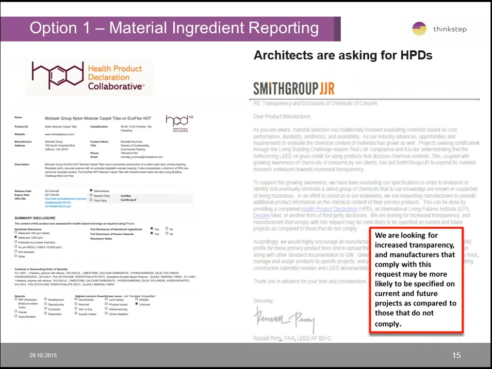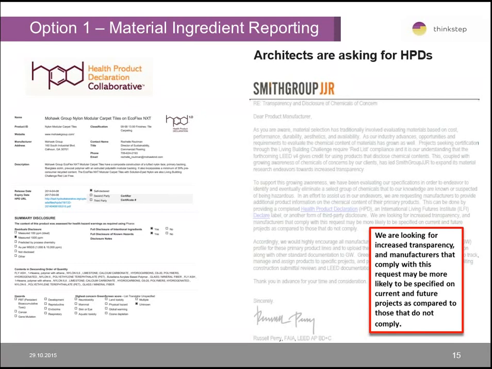One last thing to mention on HPDs is that architects have been sending out letters to manufacturers. They want the transparency associated with material disclosure, and they want HPDs. So we've seen that this is a great place to start the conversation. It's a great place to evaluate the potential hazards in a product.